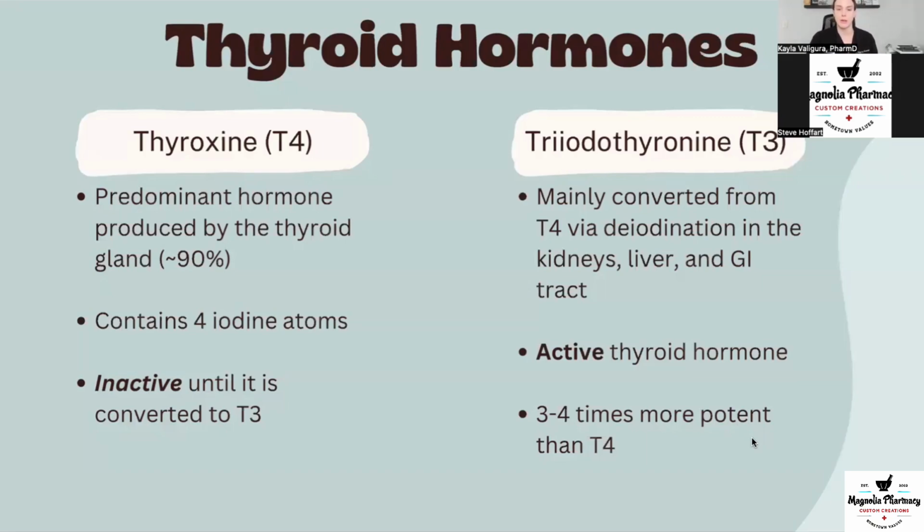So then we have our T3, and this is mainly converted from T4 via deiodination, basically taking away one of those iodine groups, or an iodine atom. And this happens in the kidneys, liver, and the GI tract. So, foreshadowing here, if our kidneys, liver, and GI tract are not healthy, then we are already setting ourselves up for failure in terms of converting that hormone to the active form. And the T3 is actually 3 to 4 times more potent than T4.